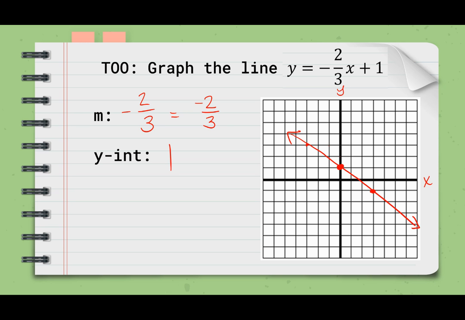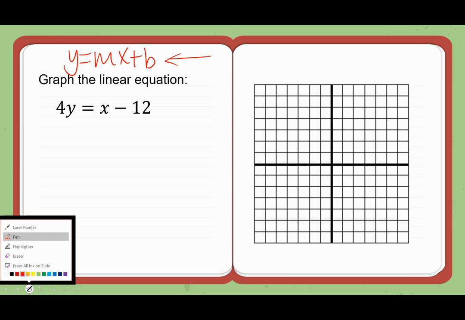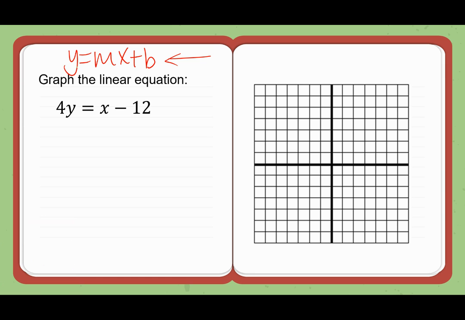on my coordinate plane. Now we're going to have to graph when it's not necessarily in y equals mx plus b. We're just going to have to get there. So the first step is to get to slope-intercept form. And the goal is that we get y by itself. So you see how y is almost by itself? You have to get y by itself. That's going to be important.